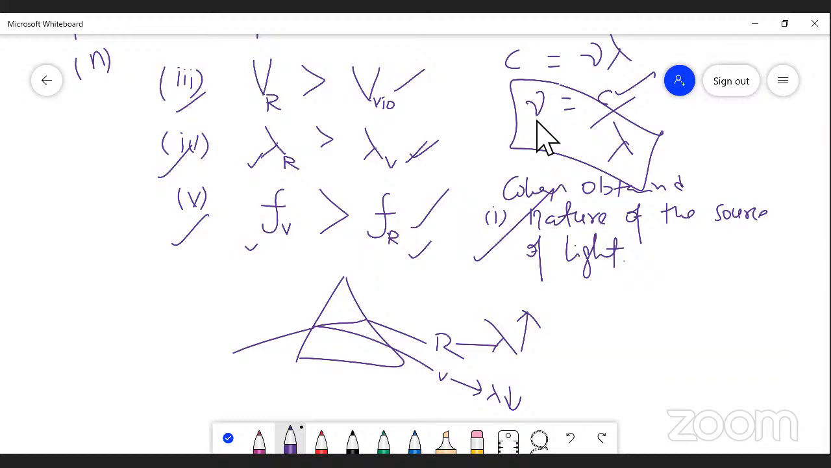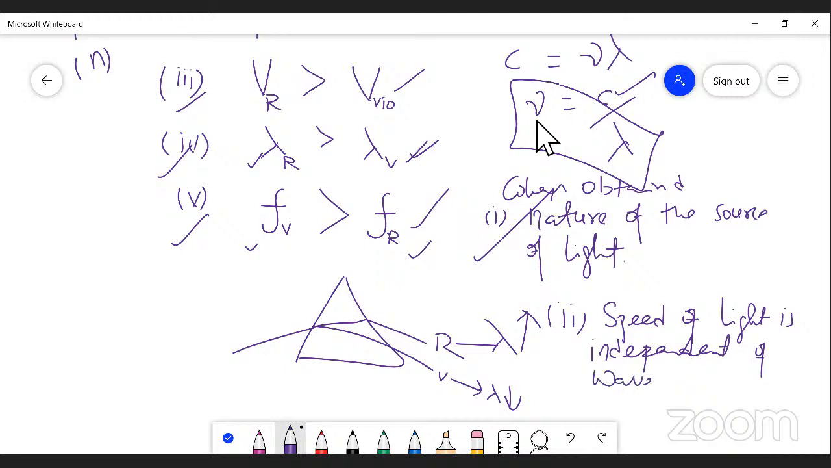And next, the speed of light is independent of wavelength in vacuum. This is a very important point from the examination point of view. In the medium of vacuum, the speed of light is independent of wavelength, but in any other medium it is dependent.